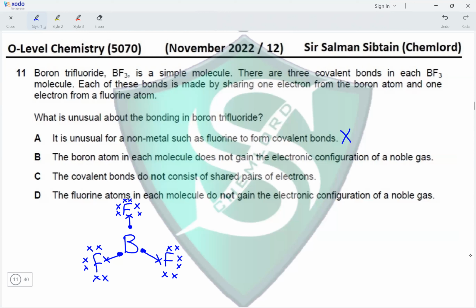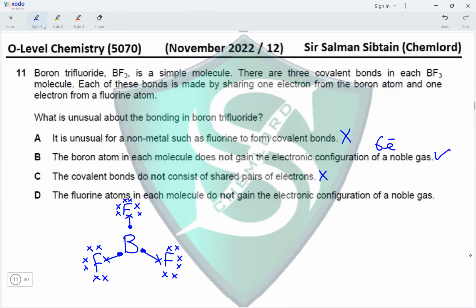So as you can see, boron belongs to group 3 as seen in the periodic table, and it is forming three bonds here. So when it is forming three bonds, the total number of electrons present in its outermost shell is 6, whereas a noble gas has 8 electrons present in its outermost shell. So this option is correct. Next, the covalent bonds do not consist of shared pair of electrons. What else do they consist of?